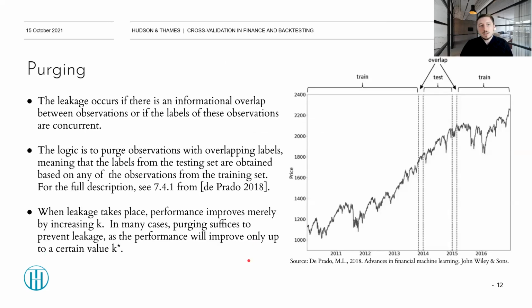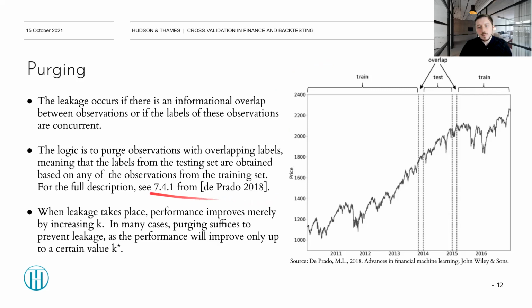Here is a deeper look into how purging works. So we have a train set, a test set, and then again a train set, and we have two elements of overlap. The leakage occurs if there is an information overlap, as right here, between observations, or if the labels of these observations are concurrent. And the logic behind purging is to purge observations with overlapping labels, meaning that the labels from the testing set are obtained based on any of the observations from the training set. Essentially what we described previously.